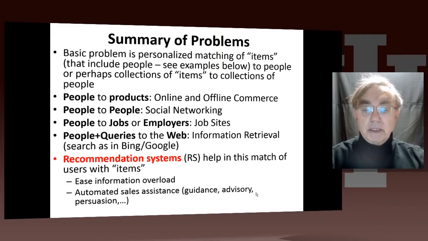And the recommender systems help in the match of the users with these items. Their goal is to give good recommendations which ease the information overload, because if you browse everything you could do, you wouldn't be able to do very much. And it's in some sense like automated sales systems. It's either guidance, advisory, it could be persuasion. There are many things it can be.